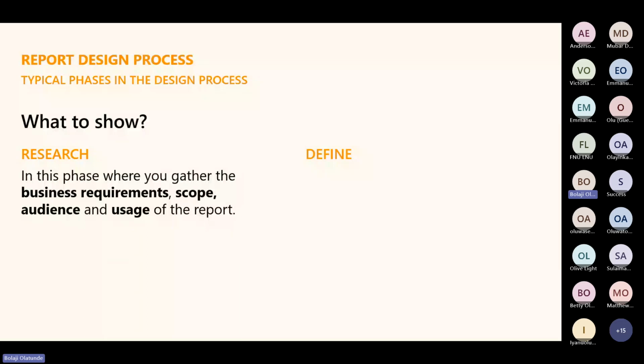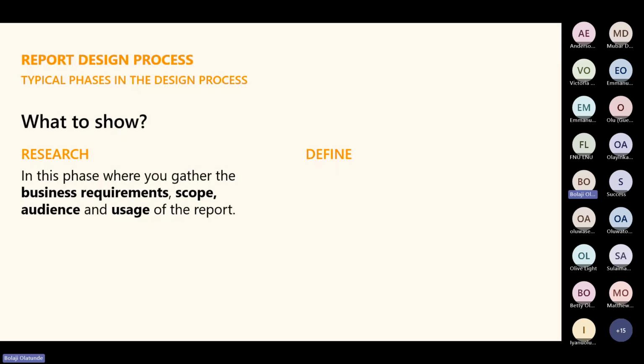So that's the research. This phase is you just trying to understand very clearly what this report should entail and what it should cover. And so once you've done the research, you've gotten all the information you need, the technical requirement, your business requirement, the scope, who's going to use it, how they're going to use it.